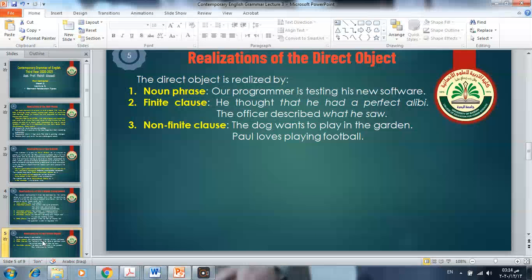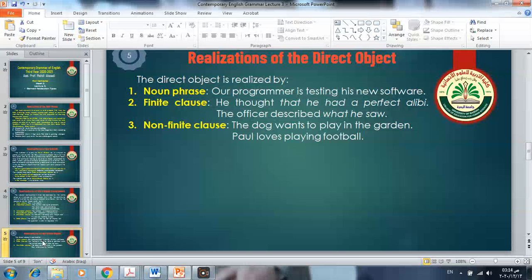And the direct object can also be a finite clause, like when we say, he thought that he had a perfect alibi. So that he had a perfect alibi functions as the finite clause, which is the direct object in this sentence. The officer described what he saw. So what he saw is the WH finite clause, which functions as a direct object.